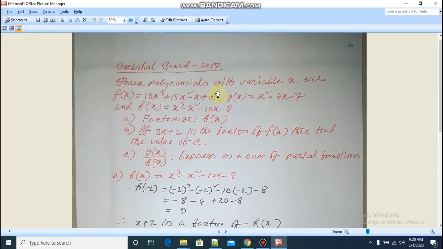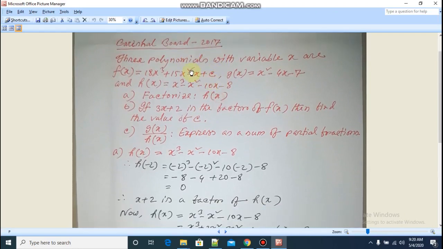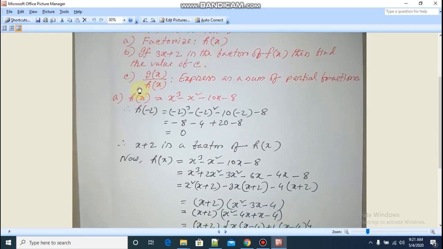Barishal board 2017. Three polynomials with variable x are f of x equal this, g of x equal this, and h of x equal this. Three polynomials with variable x. Factorize h of x. Okay, h of x equal this.